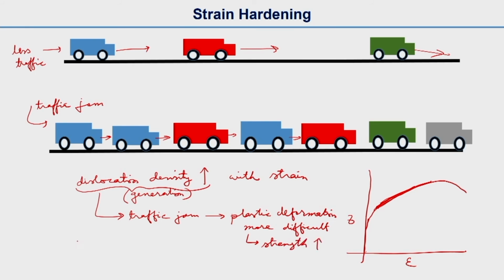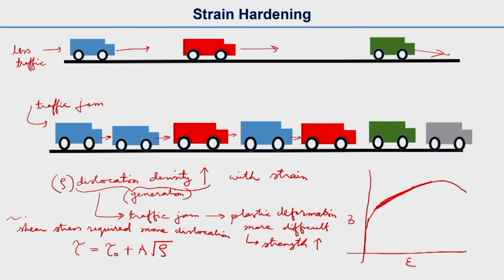Strength increases. There is an empirical relation for the shear stress required to move a dislocation. It looks like this. Here rho is the dislocation density, and tau is the shear stress required to move one dislocation. I will make a boundary here. A is a constant, and tau naught is the base stress to move a dislocation in the crystal in the absence of other dislocations. If there are no other dislocations, tau naught is required.